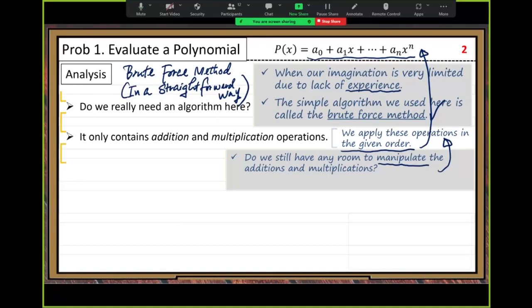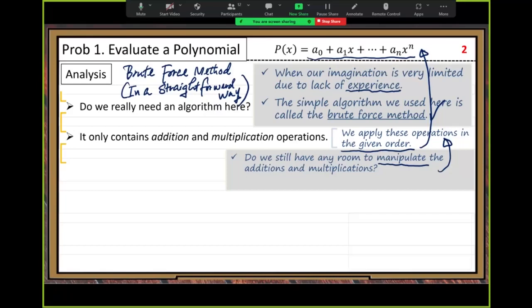So we do multiplication first. Multiplication takes higher precedence over additions, right? So we know what's the default order to do the evaluations. The given order means that. But we have freedom to do evaluations in different ways, right? We only need to make sure the final result is correct, because at the end, we just want to get the same correct answer.